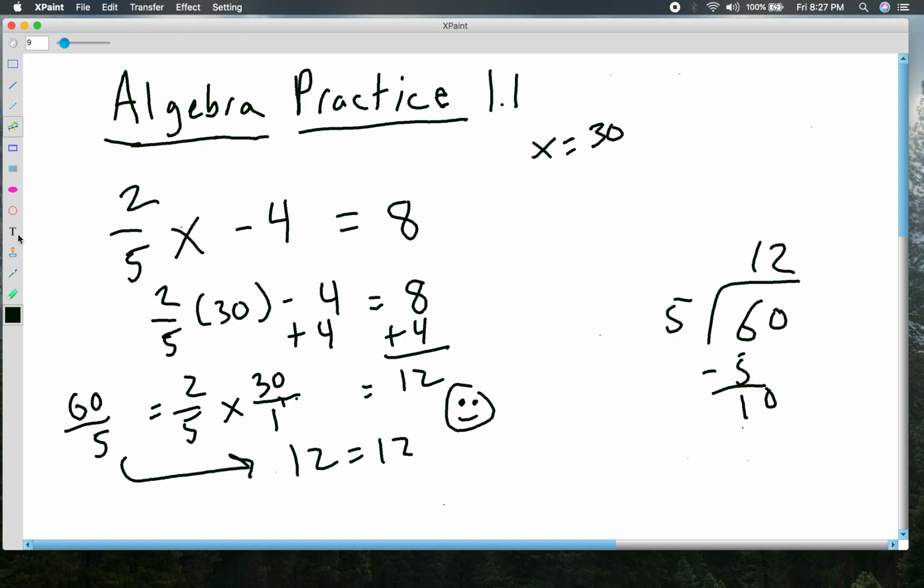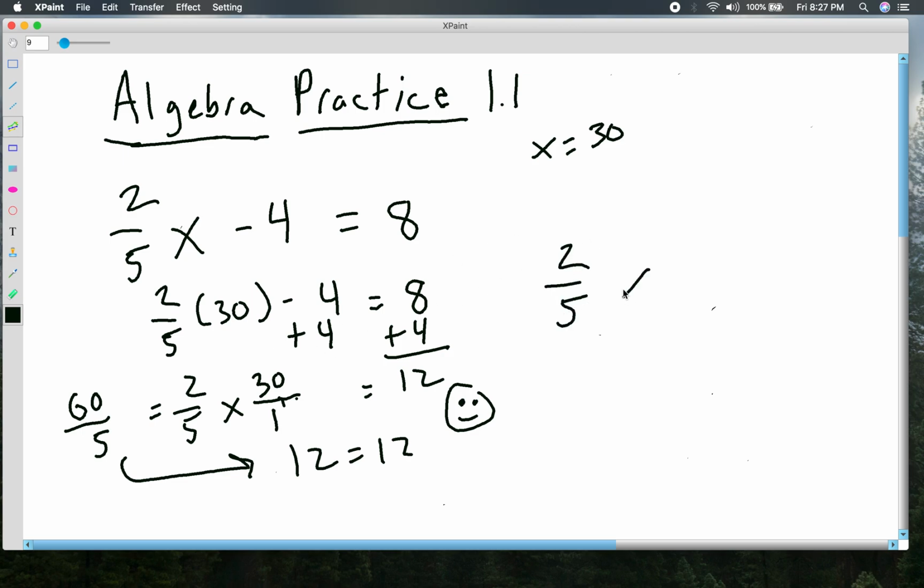However, let's go and show you real quick an easier way. This was the canceling out thing that I showed you a little bit before. You could have done this. So I'm going to pull this over here. 2/5 times 30 over 1, right? And we're looking to get 12. Well, I can cross cancel here because 5 and 30 are both divisible by 5. So I divide 5 by 5, and that gives me 1.